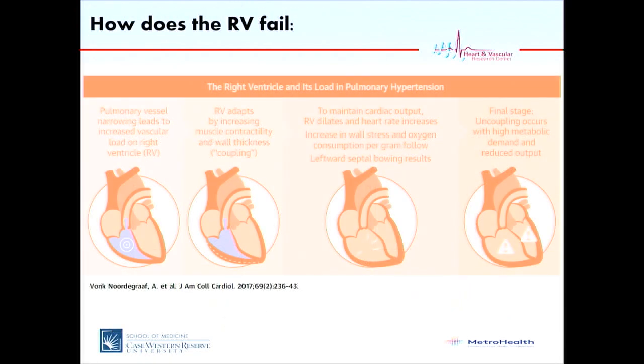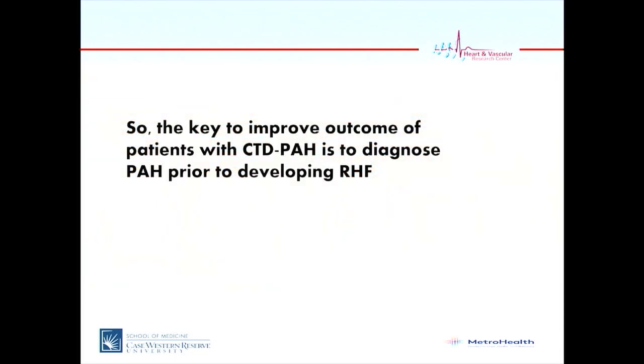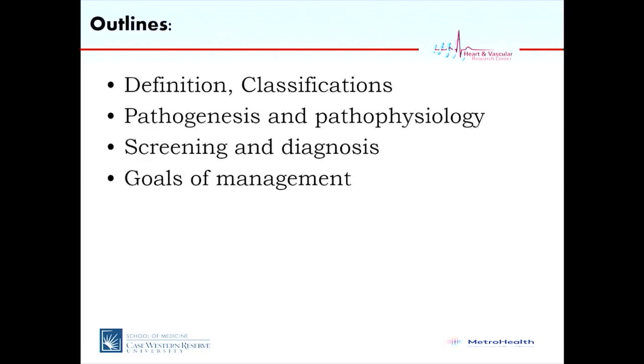This also depicts the different stages of the right ventricle, going from this shape to this, and then finally to end-stage heart failure. So the key to improving outcome is to diagnose pulmonary arterial hypertension before the development of right heart failure. So how do we do that?